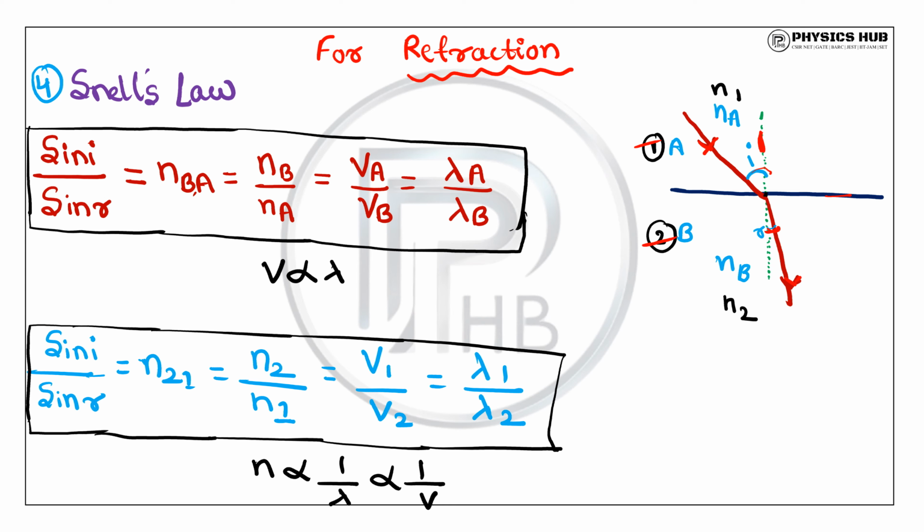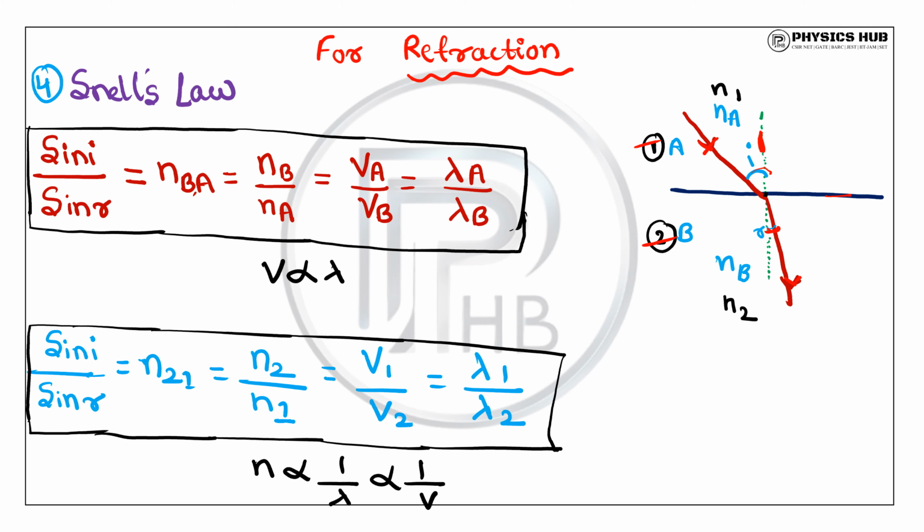Na is the refractive index of medium A and Nb is the refractive index of medium B. So we can write Snell's law as sin i divided by sin r is equal to nBA, meaning the refractive index of medium B with respect to medium A, which is equal to nB divided by nA.